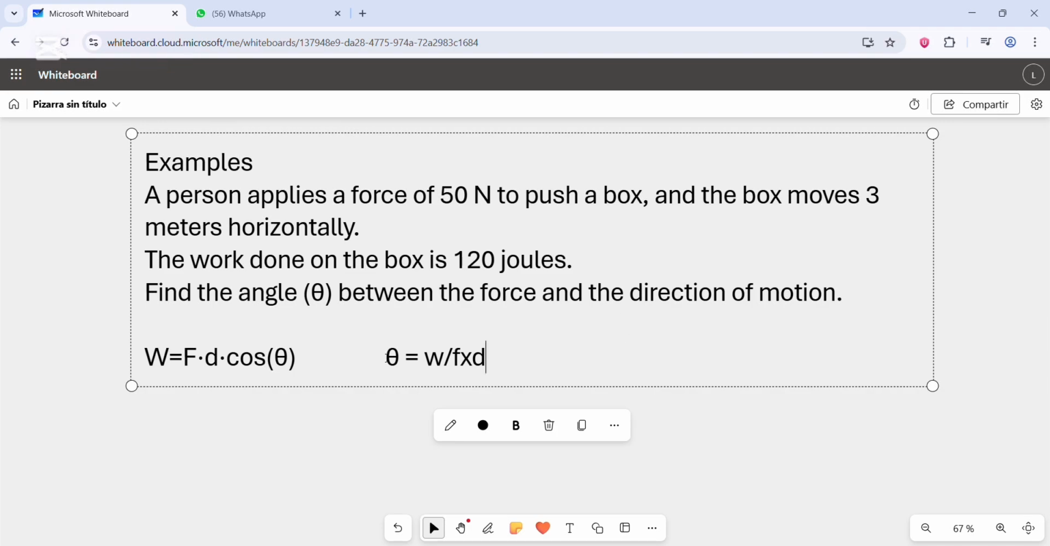So, to rearrange the formula, we need to first look at the angle. We can see that distance and force are multiplying. So, when we pass these letters to the other side, the operation changes. So if these are multiplying, they pass to the other side to divide the work. So here we have the result.